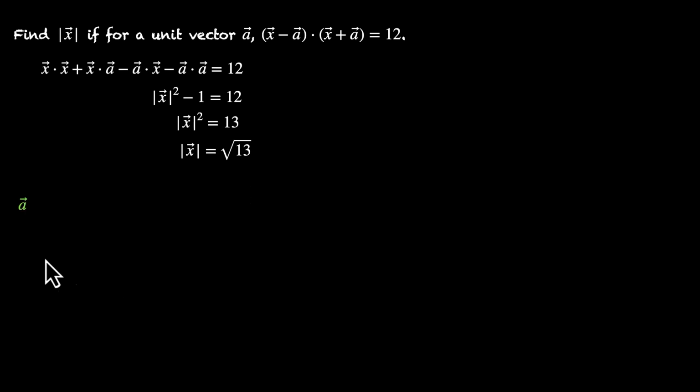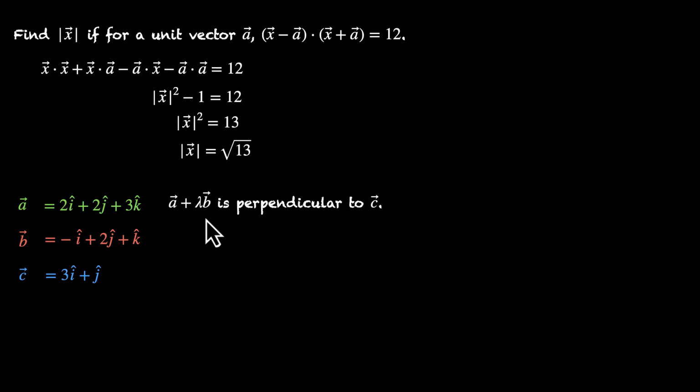Let's try one more. A vector equals 2i cap plus 2j cap plus 3k cap. B vector equals minus i cap plus 2j cap plus k cap. And C vector equals 3i cap plus j cap. And what we know is A vector plus lambda B vector is perpendicular to C vector. We need to find the value of lambda. Now pause the video, give this a try.